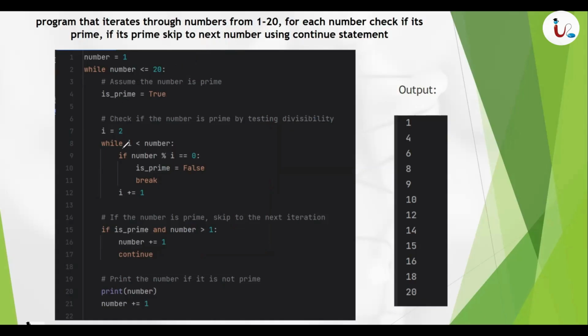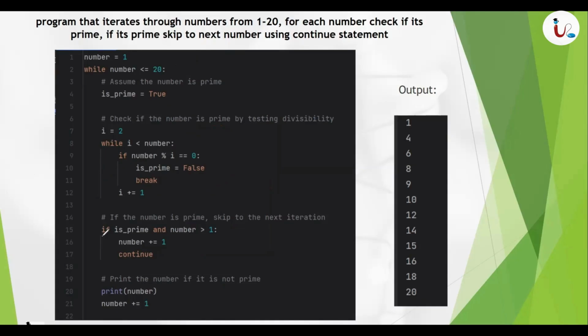We are checking while i is now 2, 2 less than 3. That's true here. 2 less than 3 is correct. Now we are checking if 3 modulus i equal to 0. 3 modulus 2 equal to 0 is wrong. So i is incremented to 3. So again, whenever we are checking 3 less than 3, that's wrong. So we are coming down here.